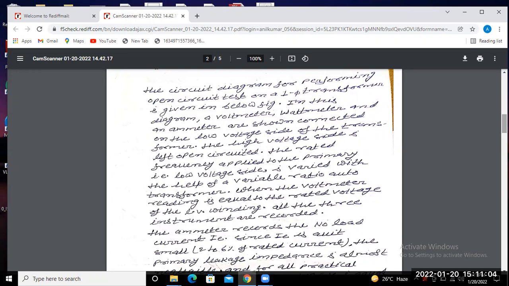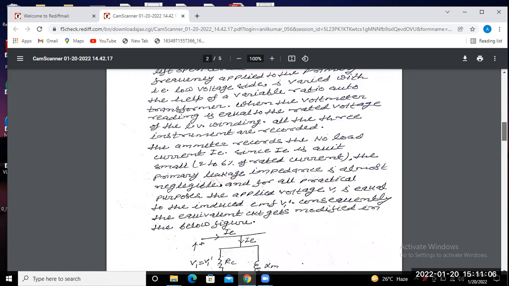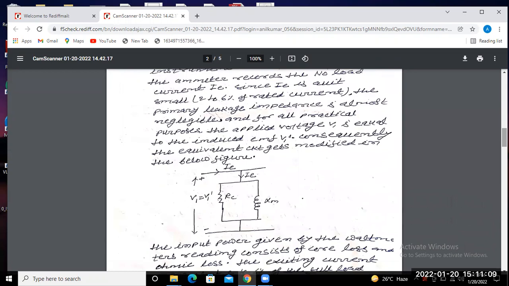Since the no load current we already mentioned is small, so maybe a simplified diagram, since the primary side impedance drop is negligible, very small, so that can be neglected and we simplify the circuit just like this one. Okay.